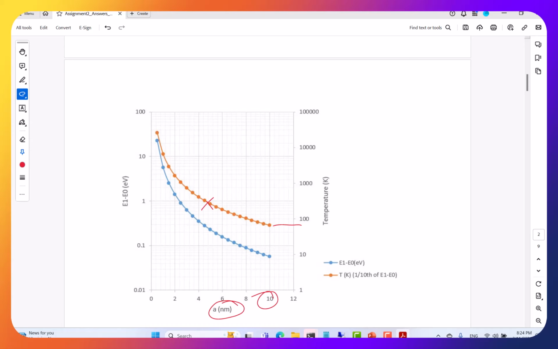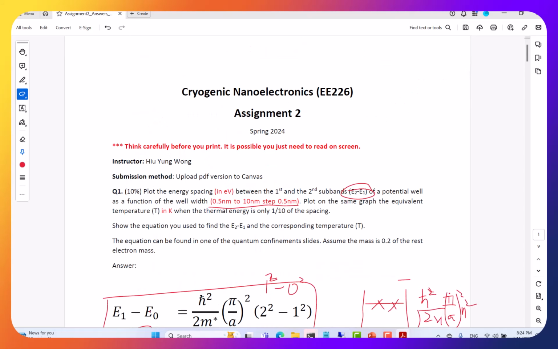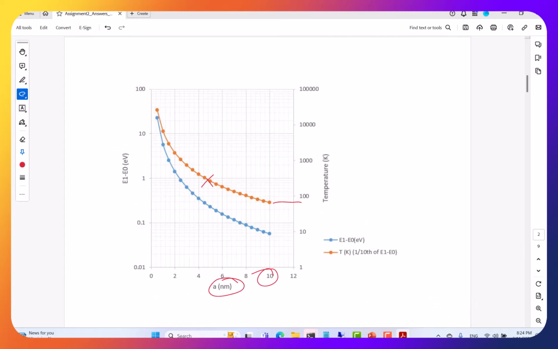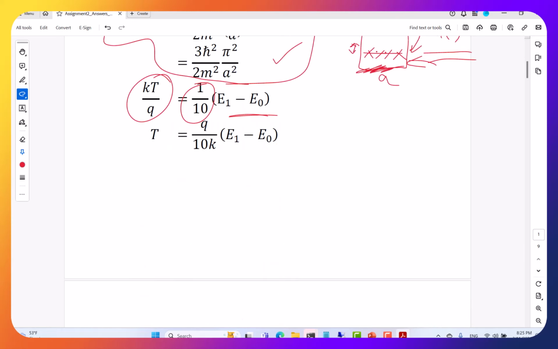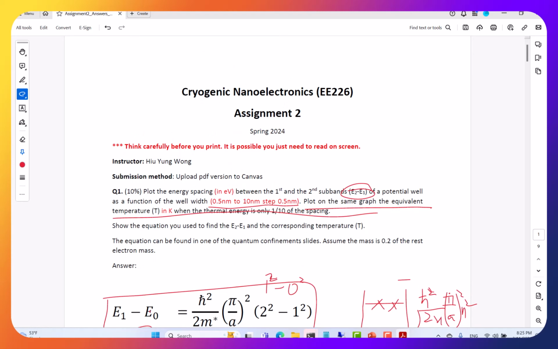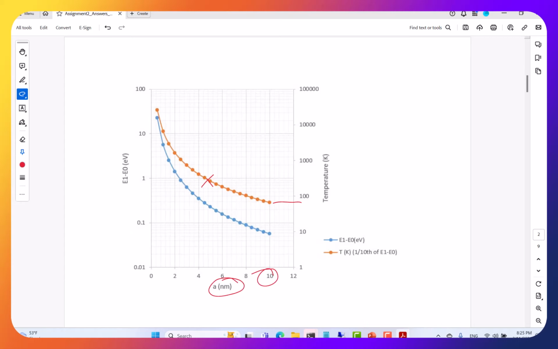Okay? I think I said that, right? Not explicitly. Show your equation. Plot on the same graph the equivalent temperature, same graph, different Y. The X-axis needs to be the same. You can combine to the left, but you should have the right number.